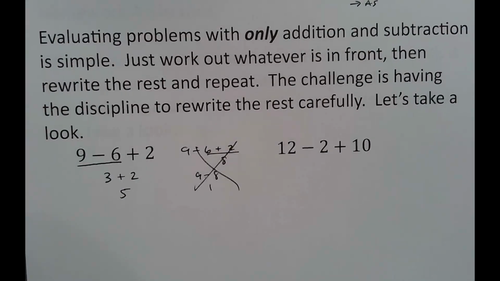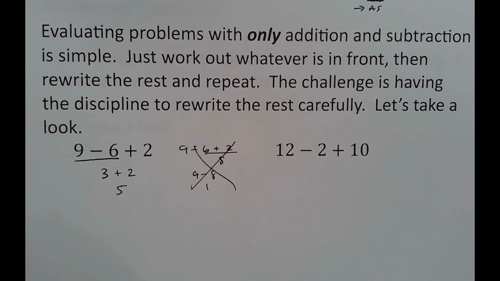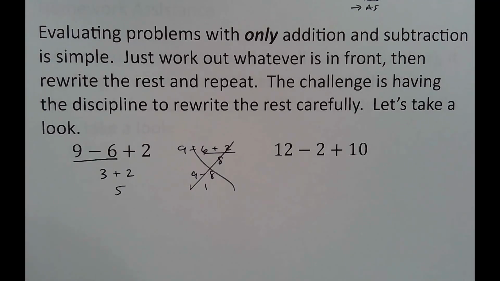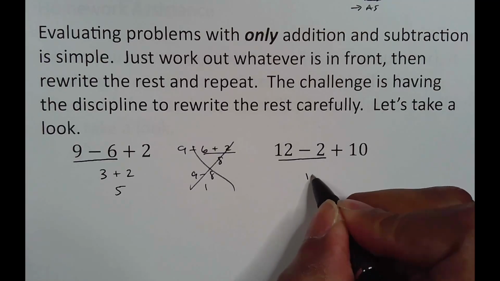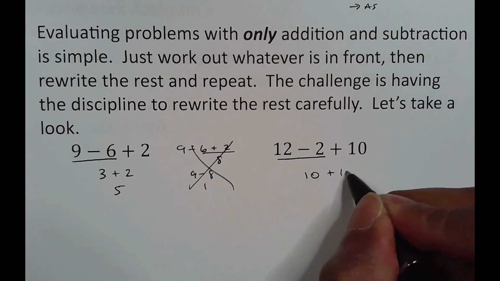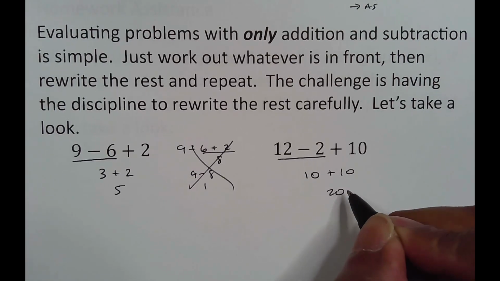So all you have to do is remember, whenever you work this out, do whatever's in line first, or whatever is first in line, or whatever the first problem is, work it out and rewrite the rest. That's only if it's addition and subtraction. But if it's only addition and subtraction, that's all you have to do. Don't try to get fancy until you get really good at it. There are other ways to do it that we might get to later. For now, as you're learning it, just make sure you say, I do 12 minus 2 first because it's first. That is 10. And then rewrite plus 10. And then 10 plus 10 is 20.